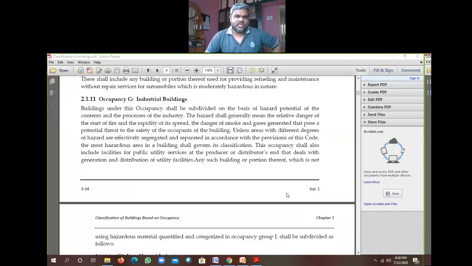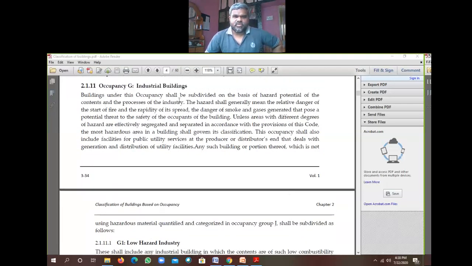Next, G is industrial buildings. Buildings under this occupancy shall be subdivided on the basis of the hazardous potential of the contents and the process of the industry. The hazard shall generally mean the relative danger of the start of fire and rapidity of its spread, and the danger of smoke and gases generated that pose a potential threat to the safety of the occupants of the building, unless areas with different degrees of hazard are effectively segregated and separated in accordance with the provisions of this code, and the most hazardous area in the building shall govern its classification.